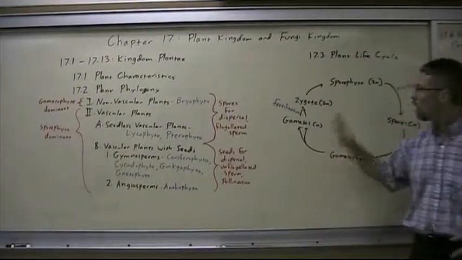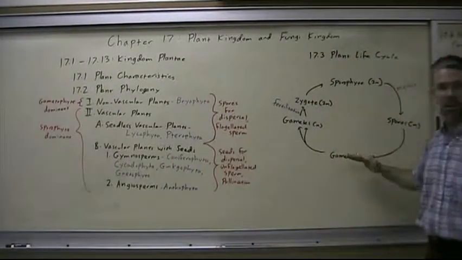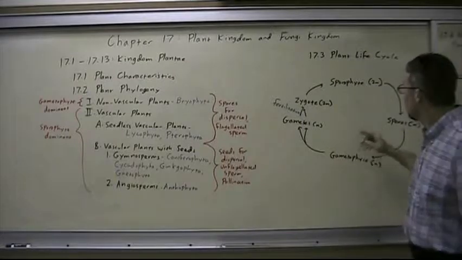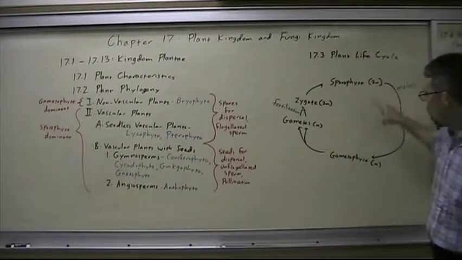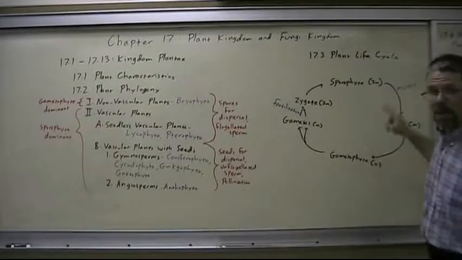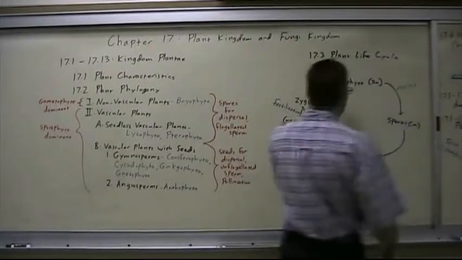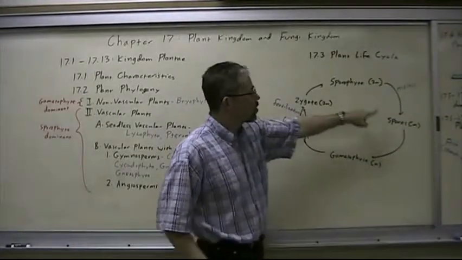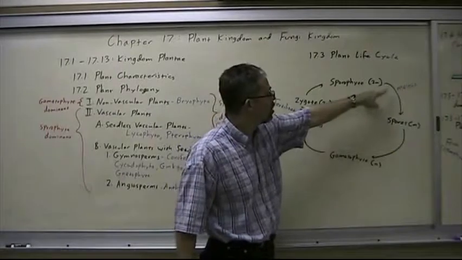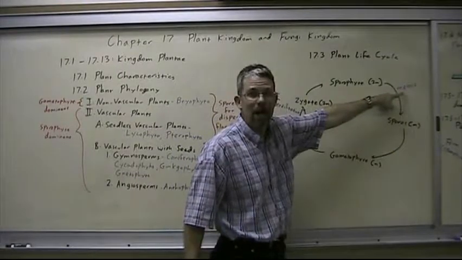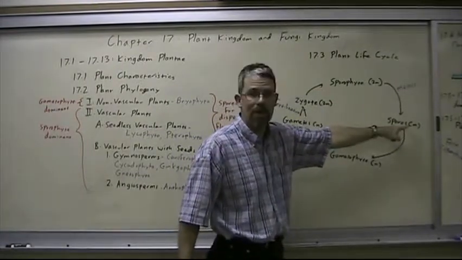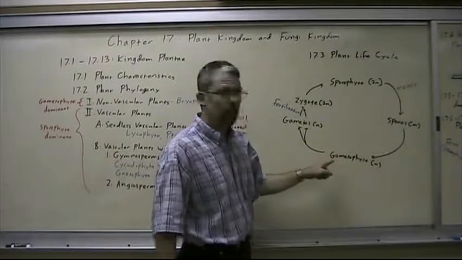Now, plant life cycle is right here. All plants alternate between a sporophyte and a gametophyte stage. The sporophyte is diploid, the gametophyte is haploid. Now, the sporophyte is called the sporophyte because it makes spores. Now, the spores are haploid, which means that the process of producing them is meiosis, dividing the number of chromosomes in half. The spore becomes the gametophyte stage.